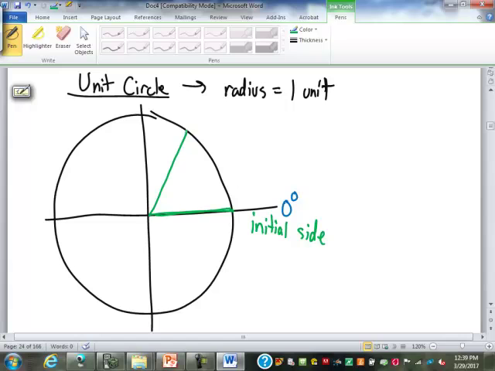And then if we draw our angle up here, let's say this is 60 degrees. That is the terminal side. So the angle starts here, goes to there.